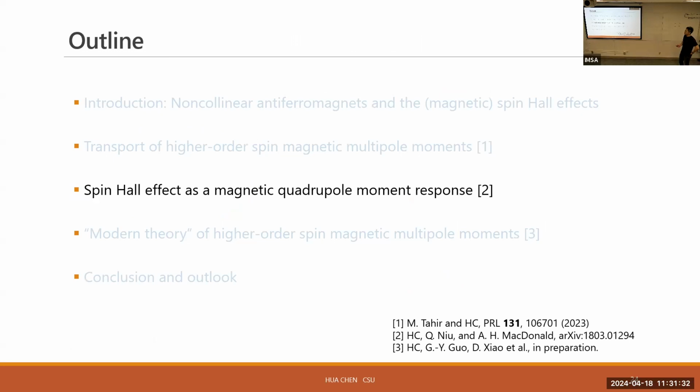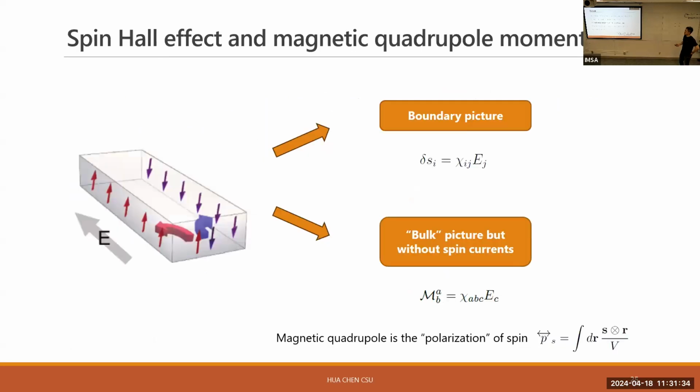So let me skip the second part and just tell you the main idea. If you are not satisfied with the boundary picture of the spin Hall effect, you can imagine that if you connect these two boundaries by multiplying the position operator between them, this looks like a dipole moment for spin. In other words, it's a magnetic quadrupole moment. So you can alternatively describe a spin Hall effect as a response of a magnetic quadrupole moment to electric field. That's the basic idea.